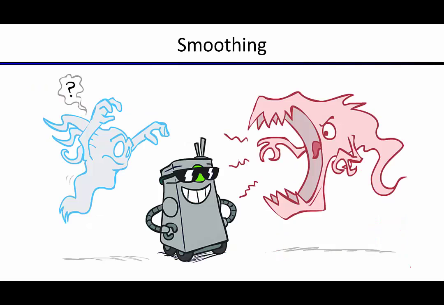Now let's worry about overfitting. So the reason this robot is actually happy despite being in a scary situation is because he knew this could happen. He's prepared to see the monster. He did not give it zero probability.